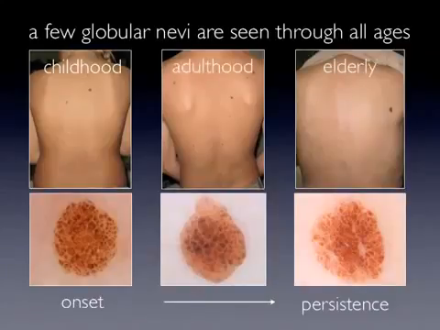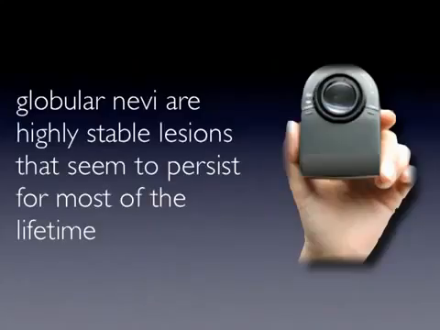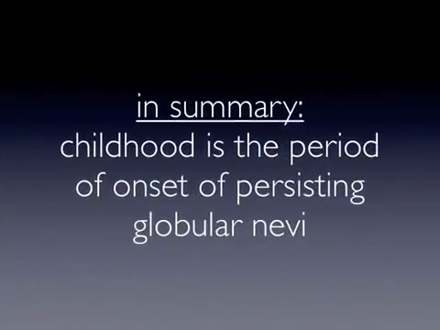A few globular nevi are seen, however, through all different age groups. Although globular nevi are the most prevalent pattern in children, a few globular nevi can be seen also in adulthood, but also in the elderly, which led to the concept that globular nevi are highly stable lesions that persist for most of the lifetime. In summary, childhood is the period of onset of persisting globular nevi.